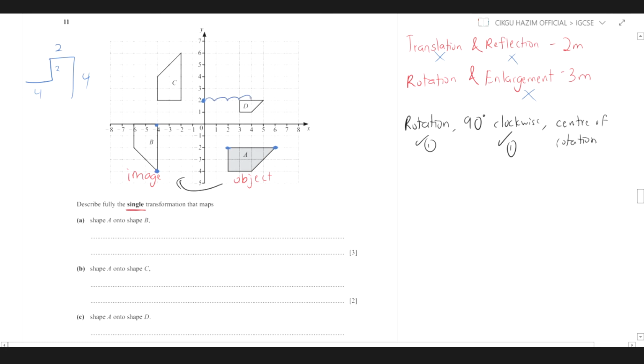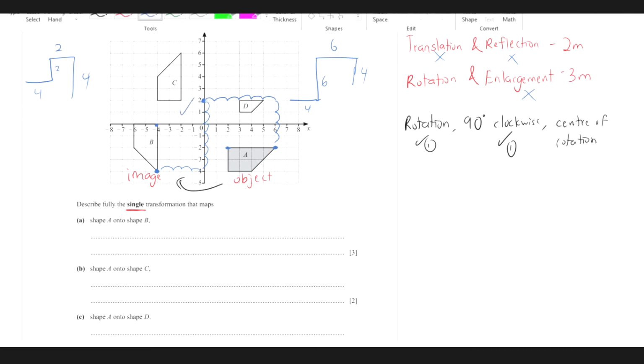Let's see one by one. 1 2 3 4 5 6, 1 2 3 4. So it goes to the right 6 times and goes down 4 times. When you rotate it, 6 times, 4 times. 1 2 3 4 5 6, 1 2 3 4. That means it's correct. That means you already know that the center of rotation is correct. So what is the center of rotation? The coordinate of the center of rotation, please put it correctly. It's supposed to be 0 and 2.